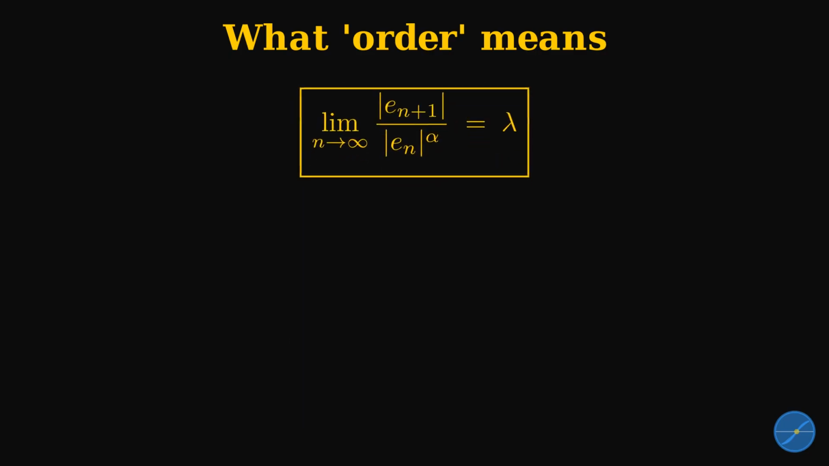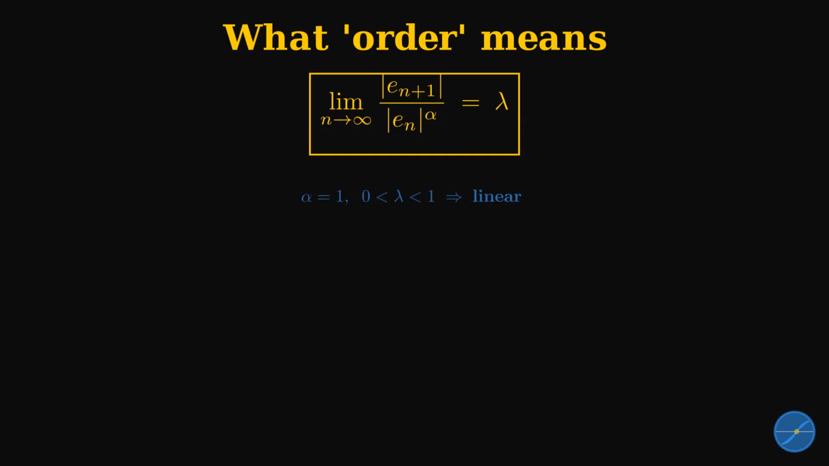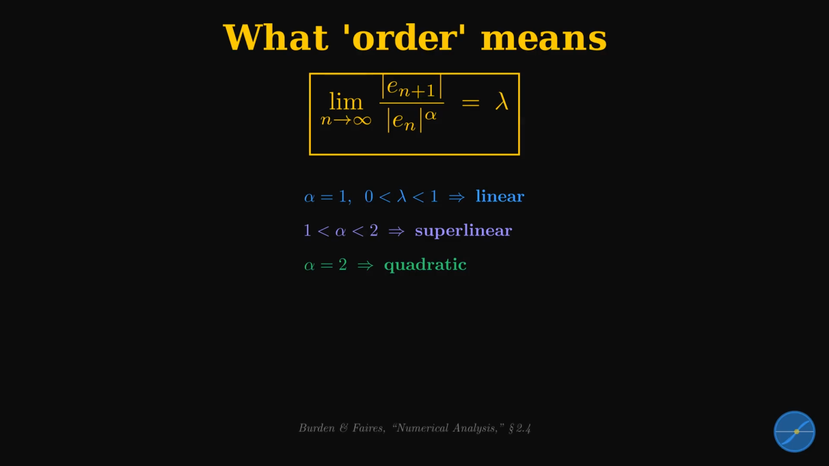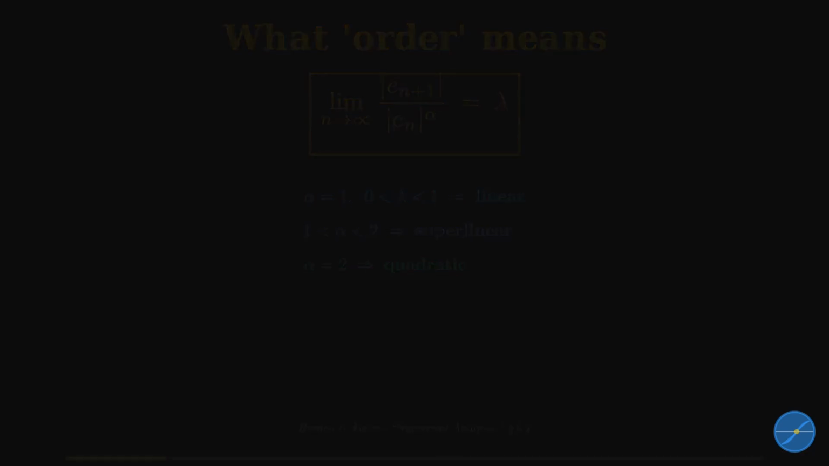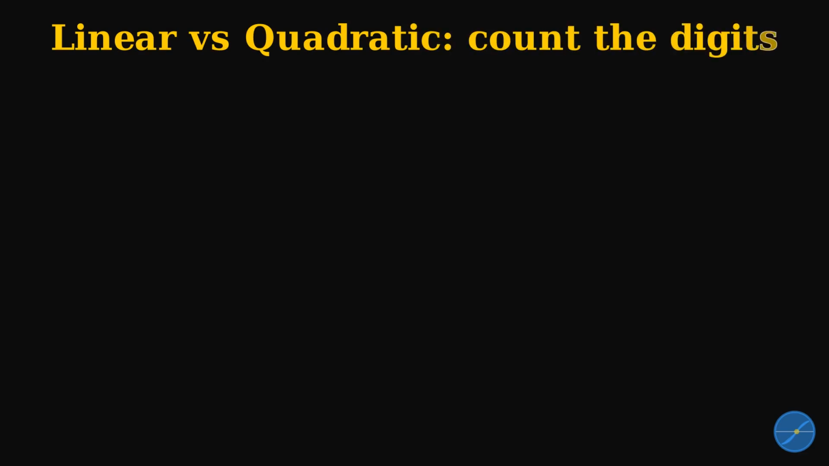So let's place every method on one scale. Order 1 is linear. Between 1 and 2, superlinear. Order 2 is quadratic. The bigger alpha, the faster the error dies. This is the definition from Burden and Faires, from their error analysis section. Two anchors are worth feeling in your bones, linear and quadratic.